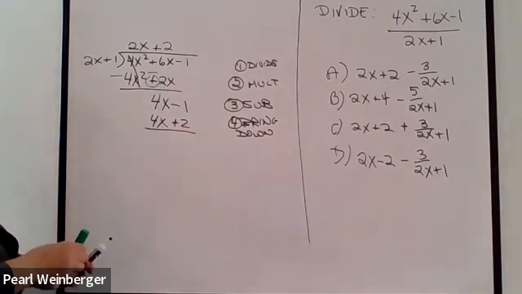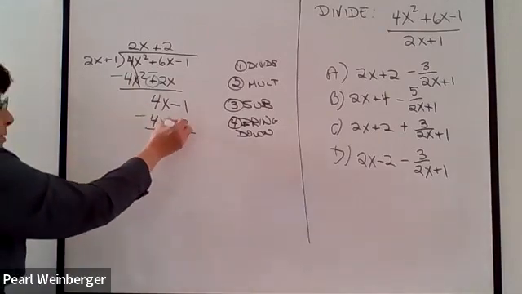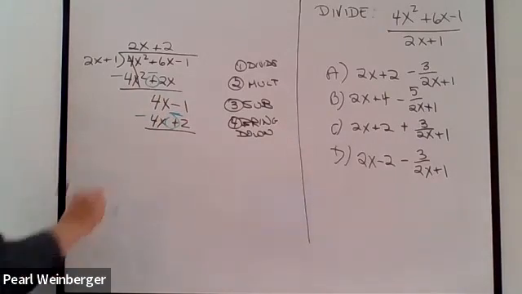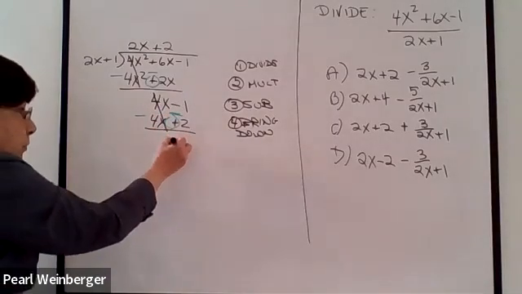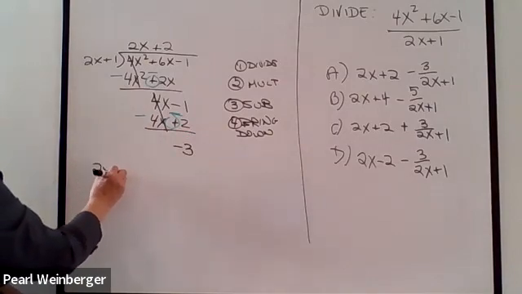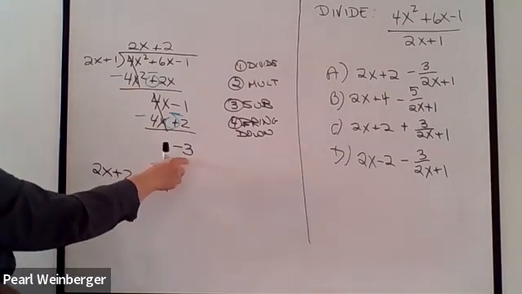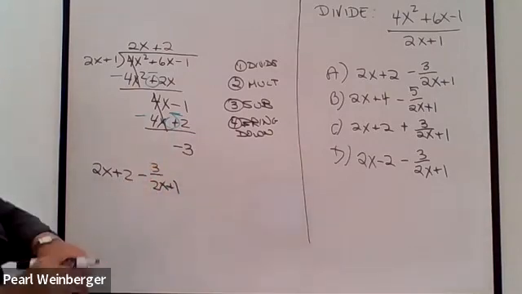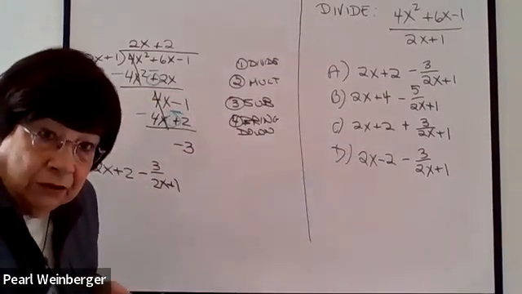And now I have to subtract. So this is going to become a minus, and this is also going to become a minus. And the 4x minus 4x cancels out. And negative 1 and negative 2 give me negative 3. So my answer comes out to be 2x plus 2, minus 3, my remainder, over the 2x plus 1, which is indeed choice number A. That was correct, Oriana, perfect.